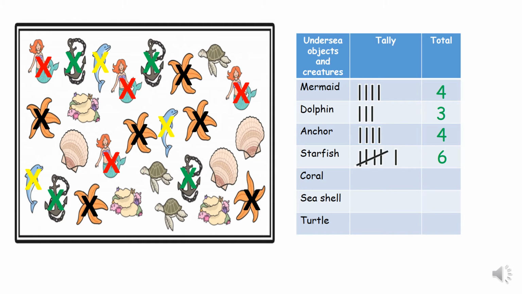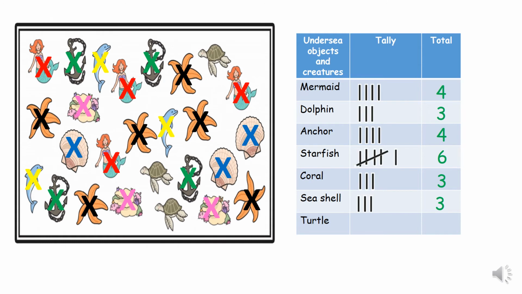The next item is coral, so let's count the coral. 1, 2, 3. Only 3. So we draw 3 tally marks, and our total is 3. Now we need to count the seashells. 1, 2, 3. Again 3.